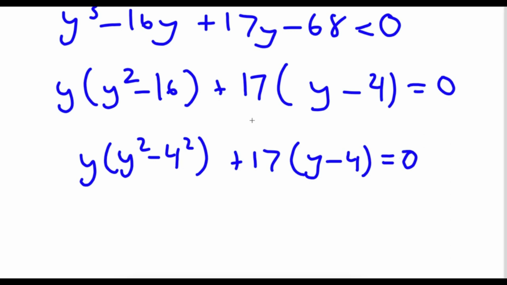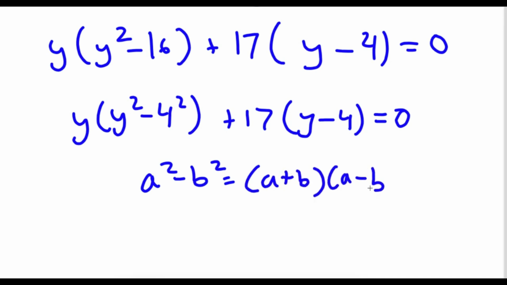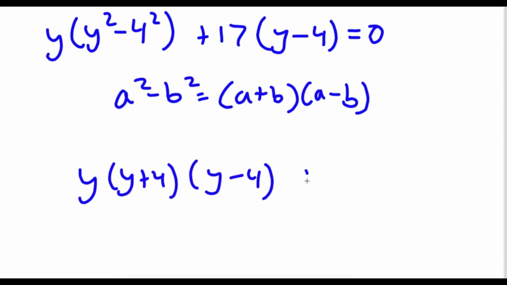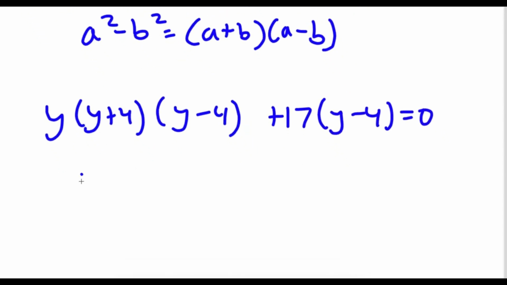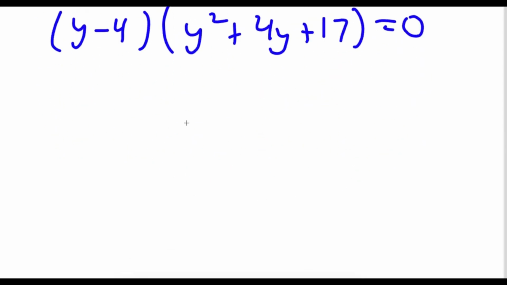And now if I have something in the form a squared minus b squared, this is the same thing as a plus b times a minus b. So y squared minus 4 squared, that's going to equal y plus 4 times y minus 4. Now I can factor out y minus 4 from this, and I get y minus 4 times y squared plus 4y plus 17. This is equal to 0.